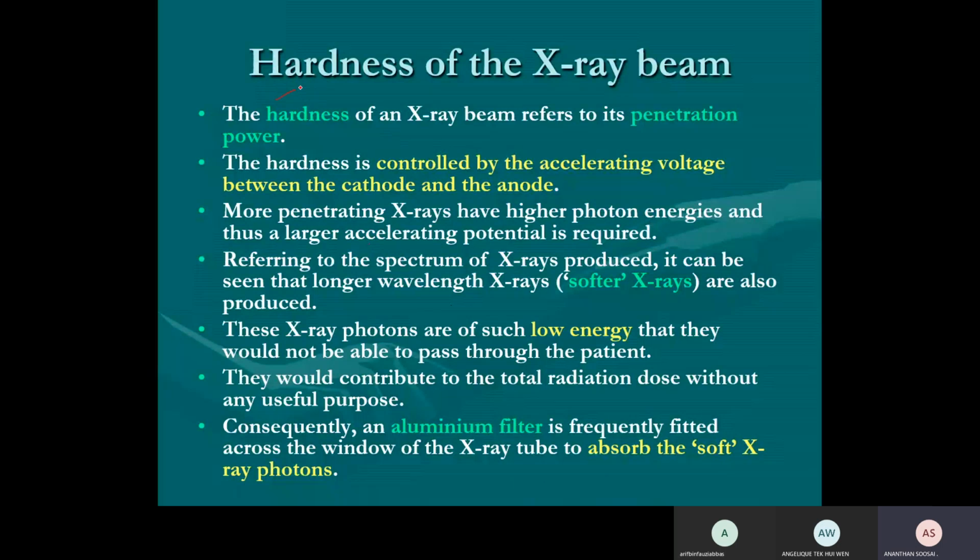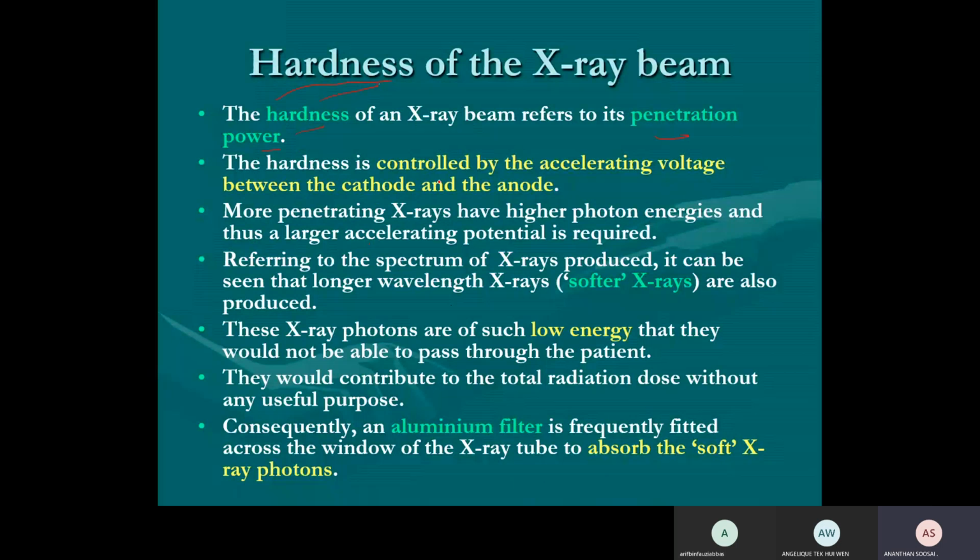Next is hardness. Okay, what is meant by hardness? Doctors talk about hardness, but what we talk about is actually penetrating power. How penetrative is the X-ray? Okay, how dangerous is the X-ray? The harder the X-ray, for the doctors or physicists, is actually the more penetrative the X-ray. So hardness means how penetrative, or the penetration power.